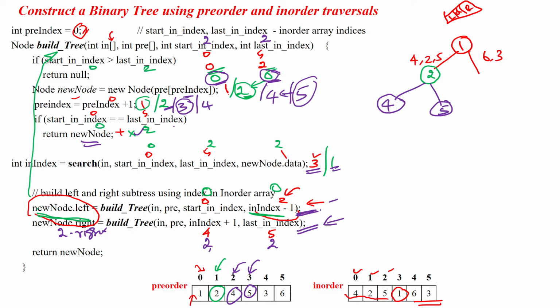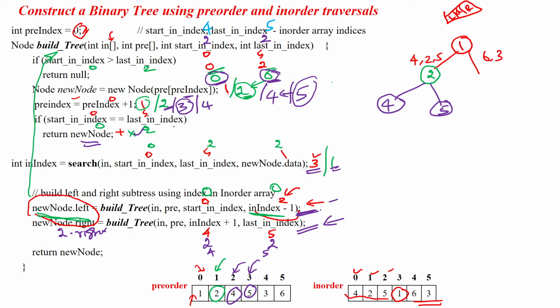For that, again we have to identify the in index plus 1. For node number 1, 3 is the in index, so 4, and the last index is 5. So we are passing 4 comma 5. When you pass 4 comma 5, the start index is 4 and the last index is 5.